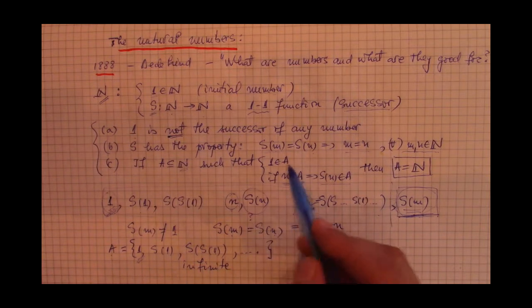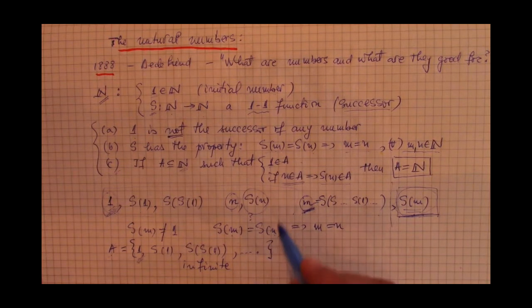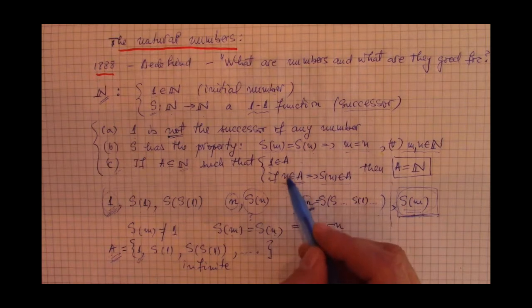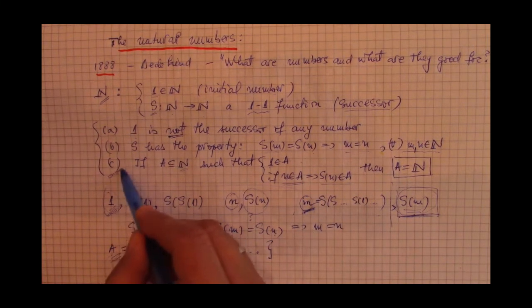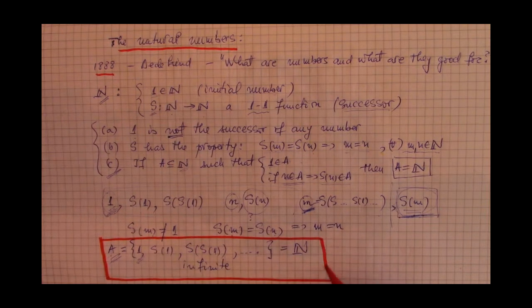Now let's look at what property C says. 1 belongs to A, that's fine. And for any N in A, no matter what N we pick, after we get N, we look at S of N. So actually, this particular A has these two properties. Property C tells us that A is equal to N. So basically, this is the set that Dedekind was looking at. This is the set of natural numbers as introduced to us by Dedekind.